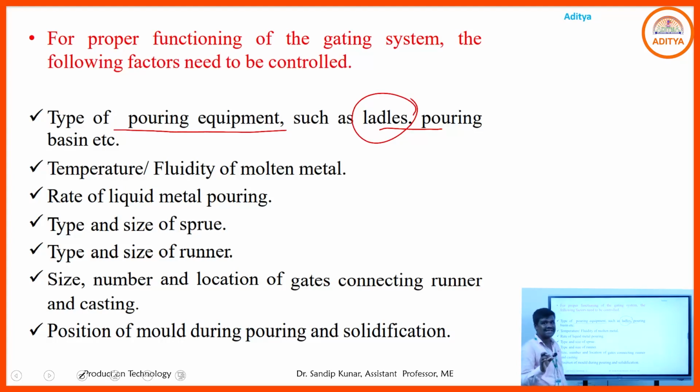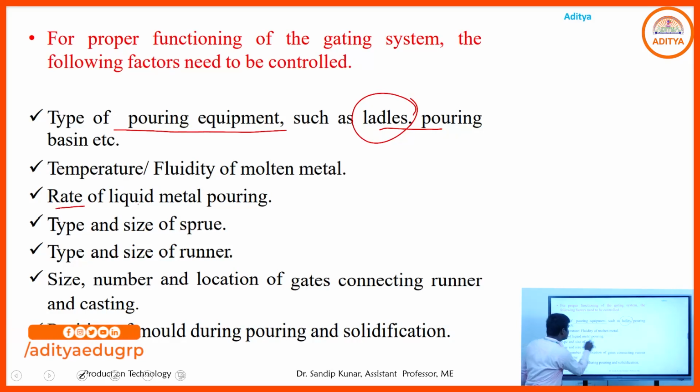Another is to always maintain the pouring temperature. By maintaining the pouring temperature, the molten metal maintains its fluidity, and due to the fluidity, the molten metal easily flows to the mold cavity and fills up the entire mold cavity. So fluidity of the molten metal is required.